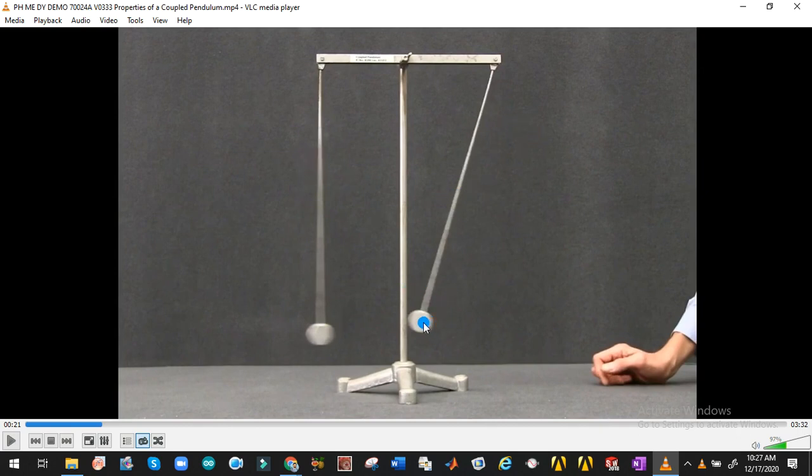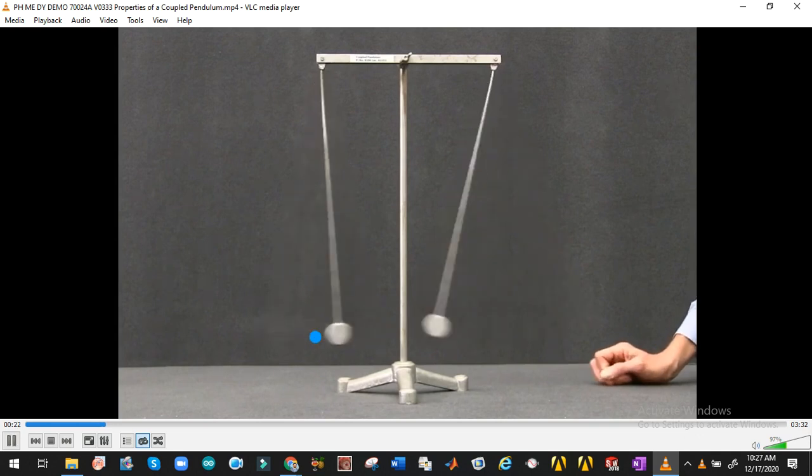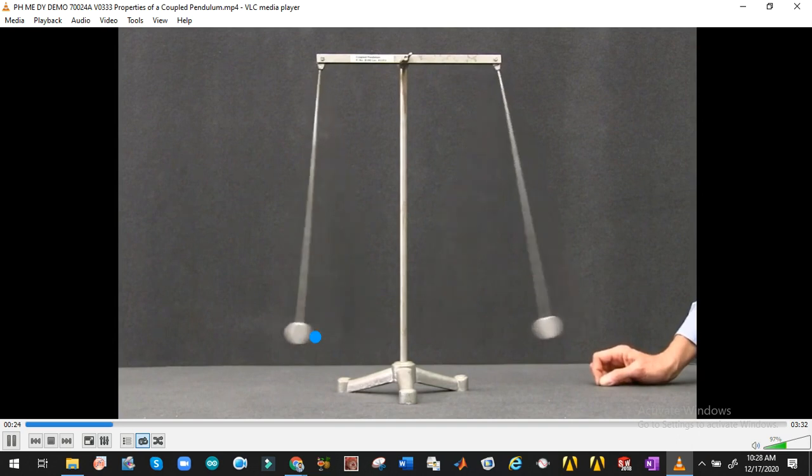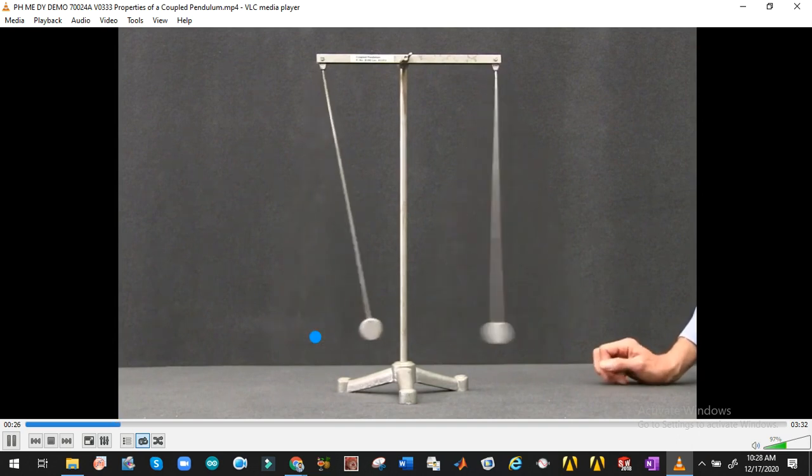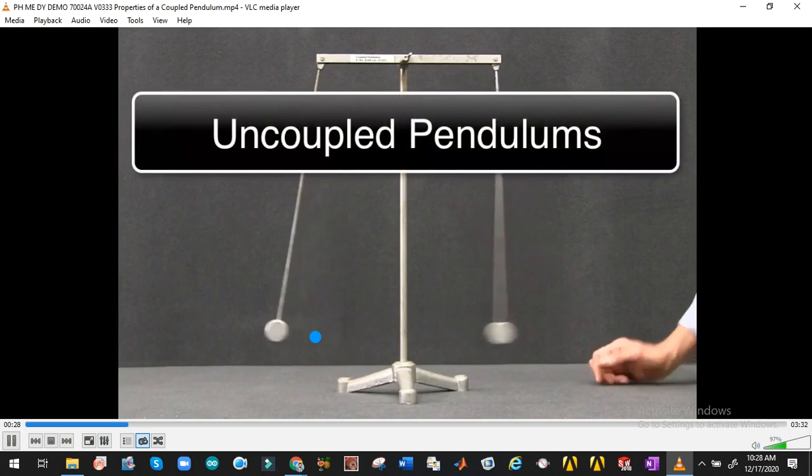So if I vibrate this pendulum, there will be no effect on the vibration of the second pendulum. They're just swinging as though they're completely separate. The word that scientists use is uncoupled pendulums.